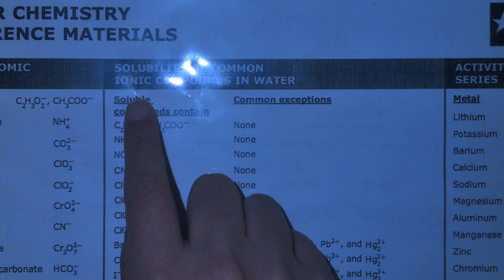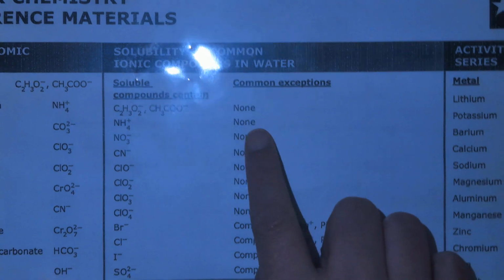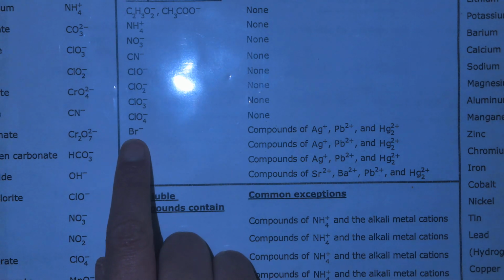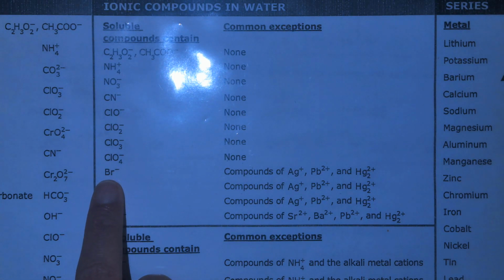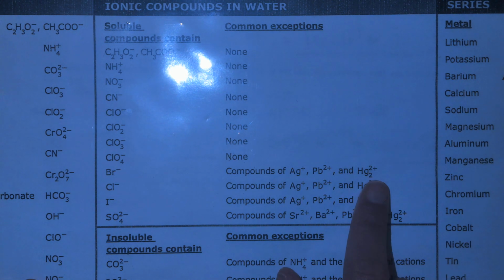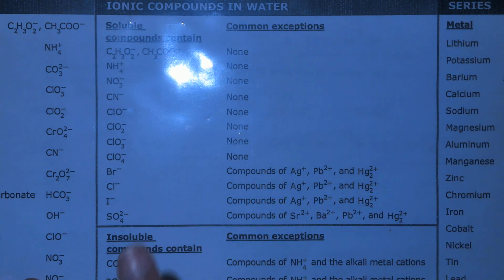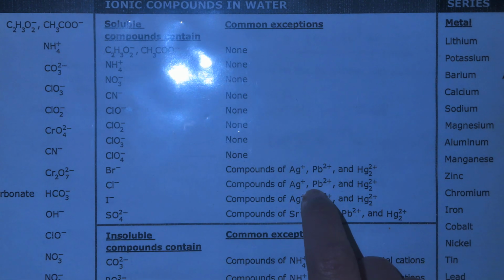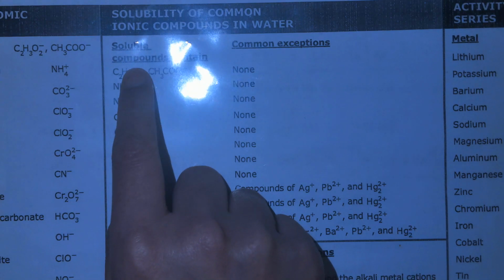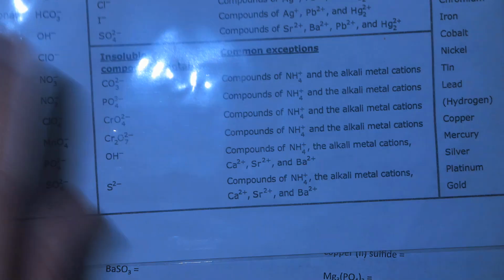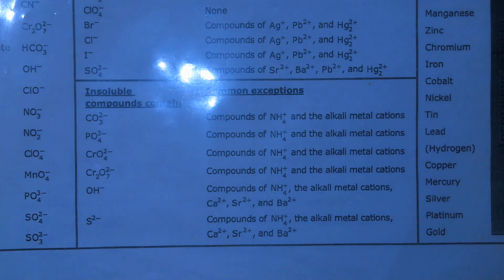Okay. So this part says soluble compound, so like these dissolve regardless. However, you have like bromine, it dissolves most of the time. It does not dissolve whether it's with silver, lead, or mercury. Okay. Other than that, it dissolves. Same thing with chlorine, iodine, sulfate. So if it has an exception, it's opposite to what it says it does. Okay. So same thing with this second half of the solubility rules.